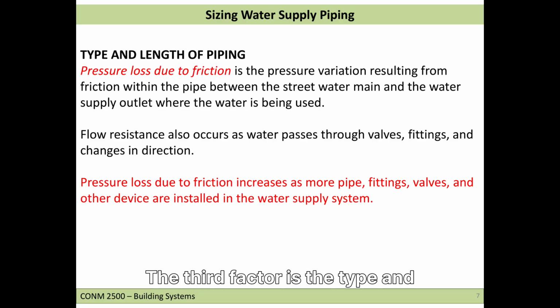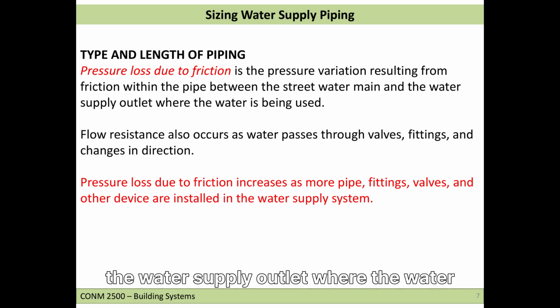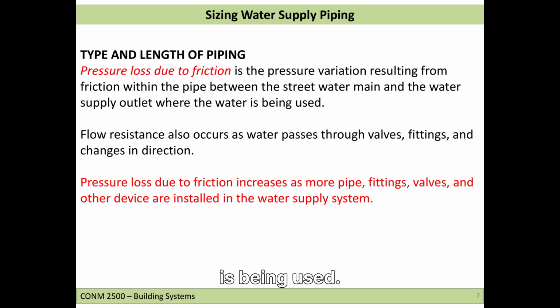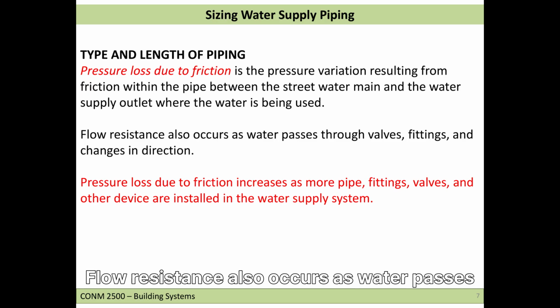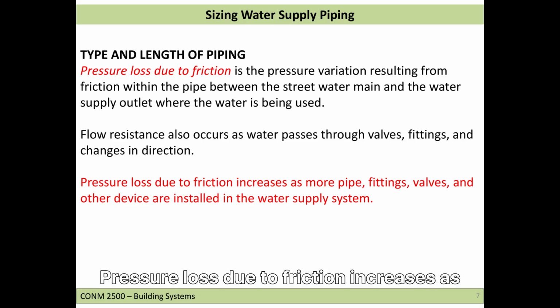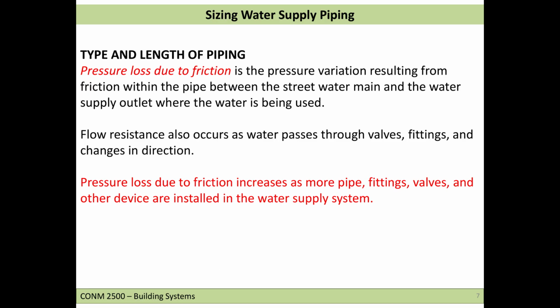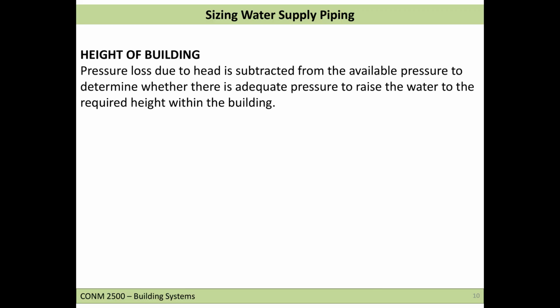The third factor is the type and length of piping. As water moves through pipe, pressure is lost due to friction. Pressure loss due to friction is the pressure variation resulting from friction within the pipe between the street water main and the water supply outlet where the water is being used. Flow resistance also occurs as water passes through valves, fittings, and changes in direction. Pressure loss due to friction increases as more pipe, fittings, valves, and other devices are installed in the water supply system.